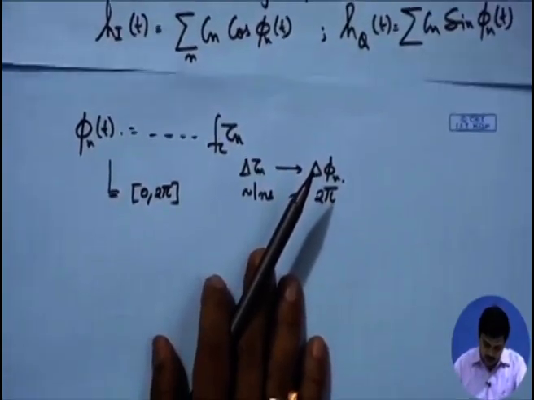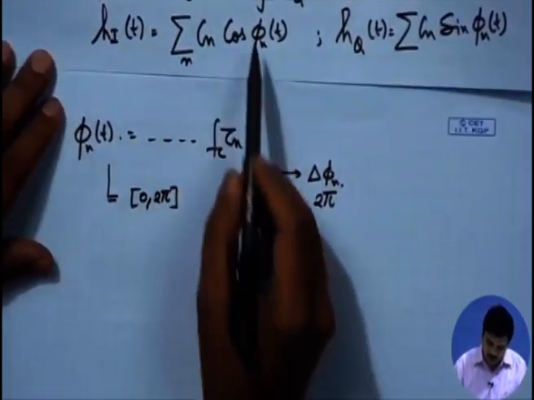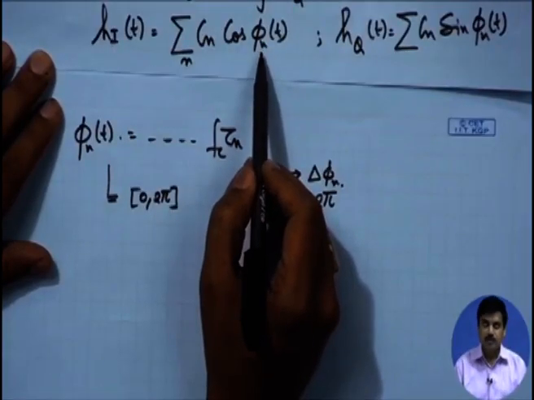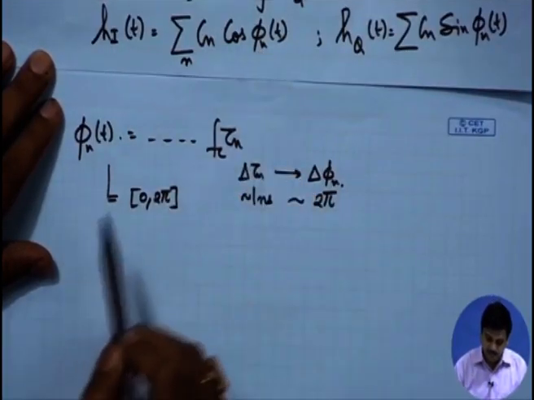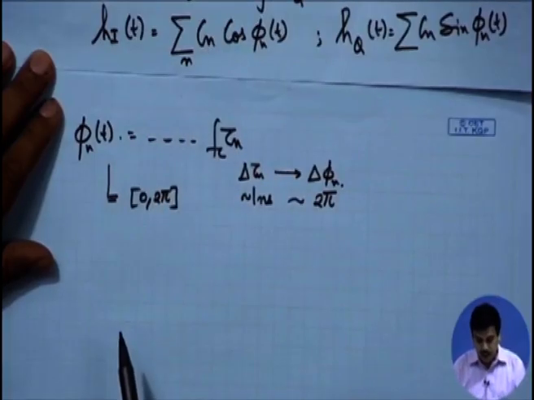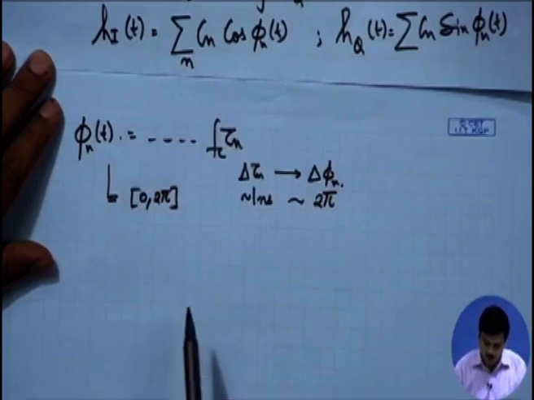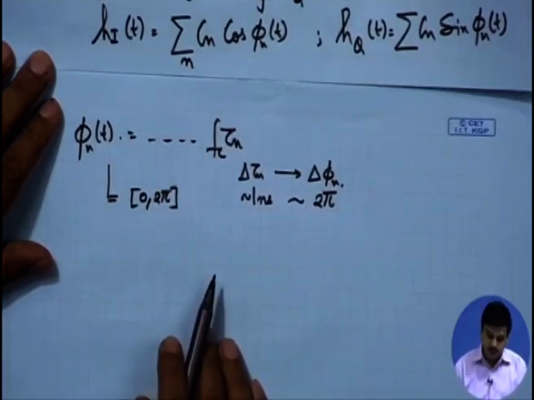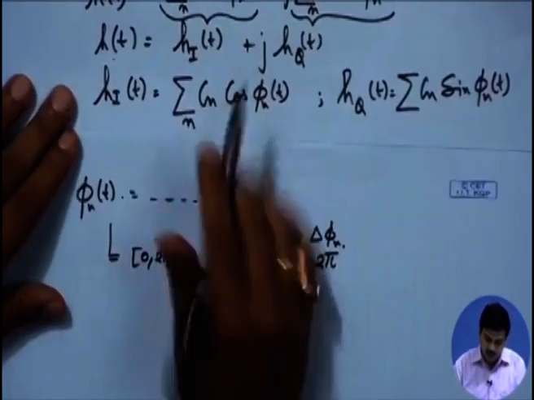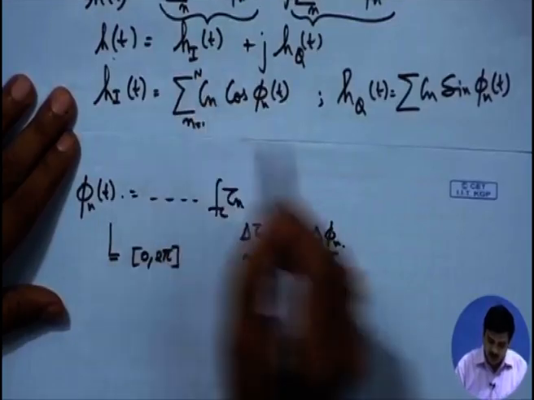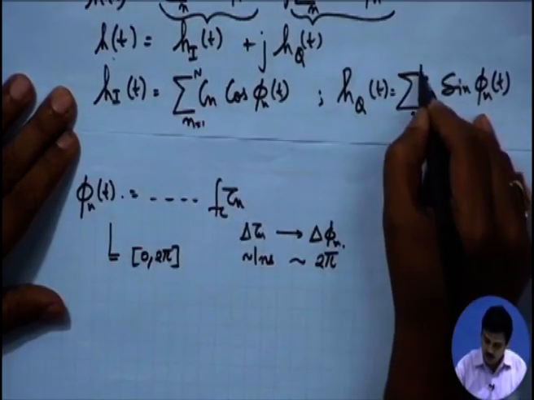Now, if we take a closer look into this, what we have is phi n's are uniformly distributed between 0 to 2 pi, and Cn's are random, and one simple assumption on Cn could be that Cn's are all 1. That is also possible. With that, what we have is a large number of additions, 1 to n.